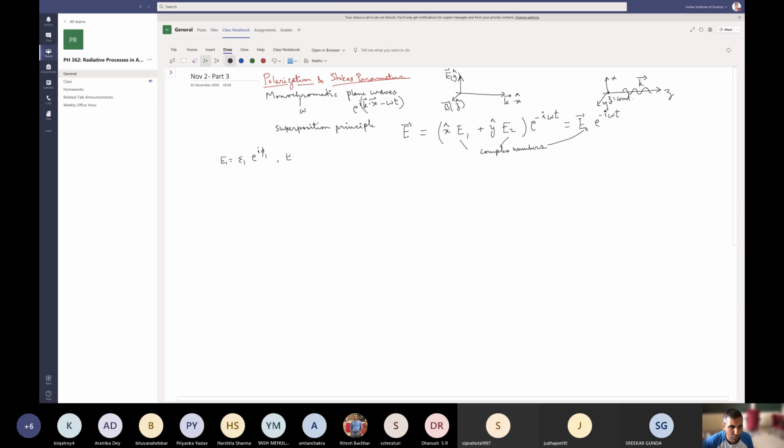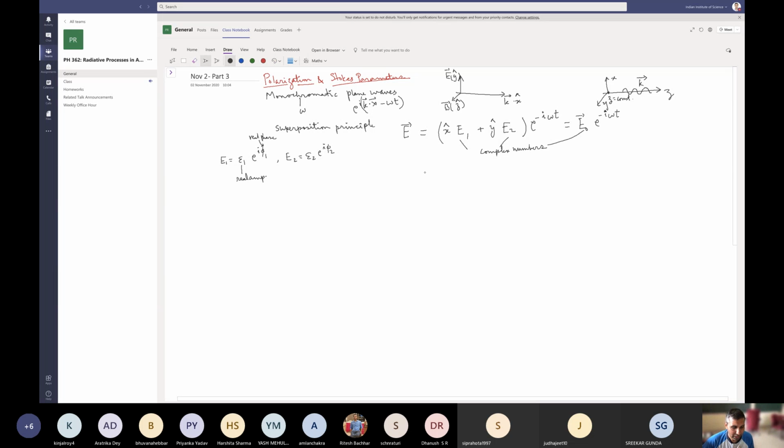Similarly, E2, which is the polarization along the y direction, amplitude along the y direction. This is the amplitude along the x direction. So it's epsilon 2 e to the i phi 2. Okay, so this is a real amplitude and this is a real phase. I mean, this is all simple complex numbers.